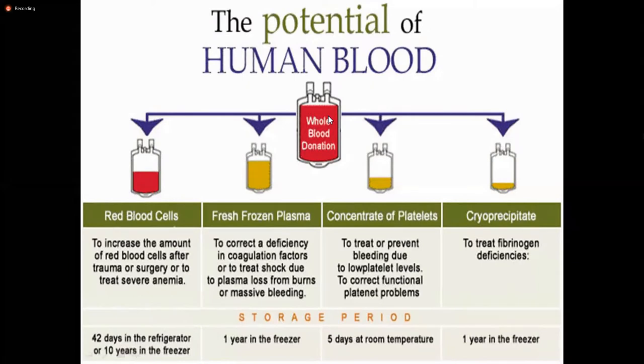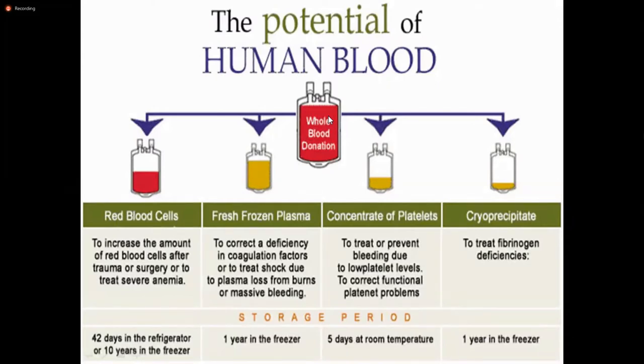So on one side, it is a wastage of components like platelets and the clotting factors, which are given because we have collected blood and not processed it. We have not separated it into the components and then transfused the blood into the other patient. The second disadvantage of transfusing whole blood is volume overload. Its volume is larger, so the patient will go into volume overload. So we have come to a conclusion, and now we have started separating the whole blood donation into its components.